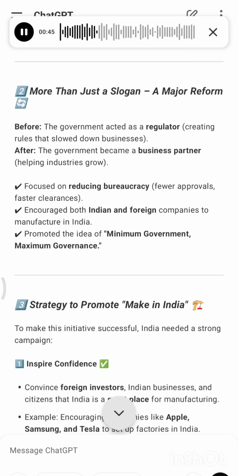More than just a slogan, a major reform. Before, the government acted as a regulator, creating rules that slowed down businesses. After, the government became a business partner, helping industries grow. Focused on reducing bureaucracy, fewer approvals, faster clearances. Encouraged both Indian and foreign companies to manufacture in India. Promoted the idea of minimum government, maximum governance.